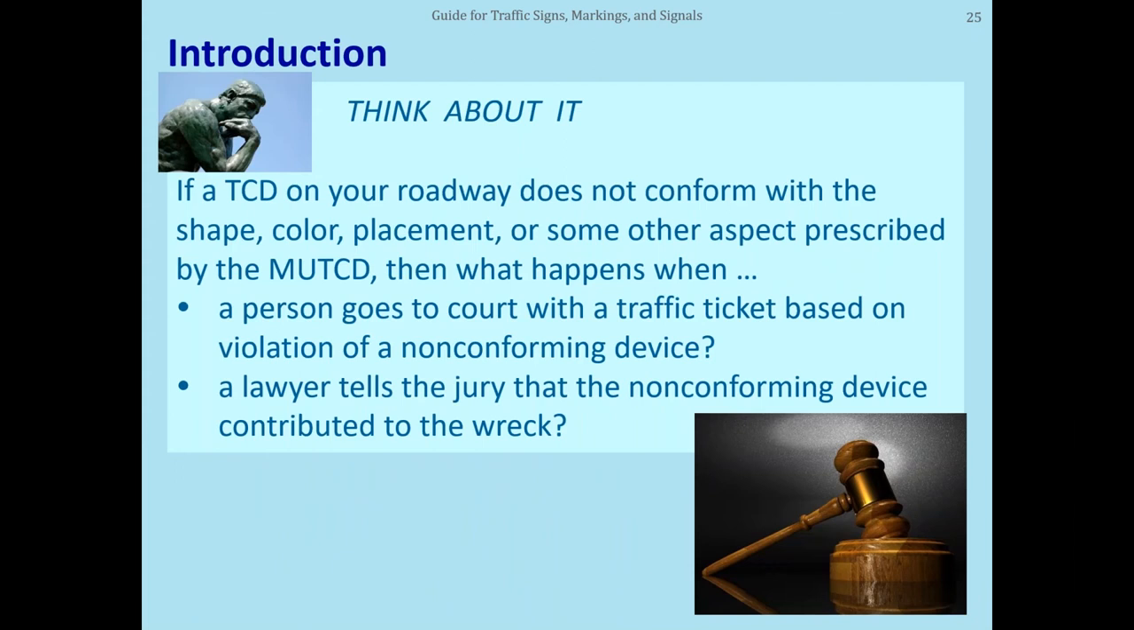Again, let's reflect on the implications of that. If you have a traffic control device on your roadway system and it does not conform, what's going to happen when subsequently a policeman issues a driver a ticket based on violating your non-conforming traffic control device? What's going to happen in court? Or more seriously, what's going to happen when a lawyer is able to convince a jury that your inadequate or non-conforming traffic control device was a causal factor in the collision of their client? I think we can start to see some pretty severe consequences for non-conformity.